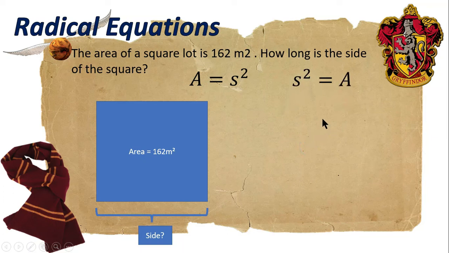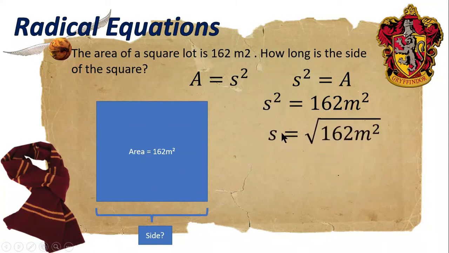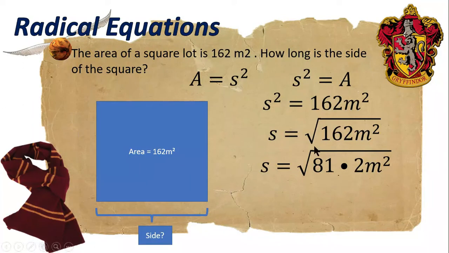I did this because of the commutative property. So s squared is equal to a, and we know that the area is 162 meters squared, and I extract that because I only have to find the value of s. So s will be the square root of 162 meters squared, and we simplify this number. 162 is 81 times 2, and 81 is a perfect square, so the square root of 81 is 9. So the answer is 9 square root of 2.